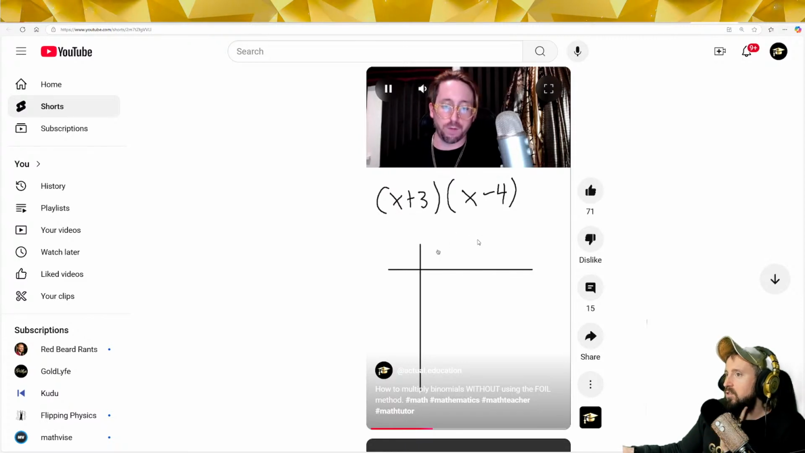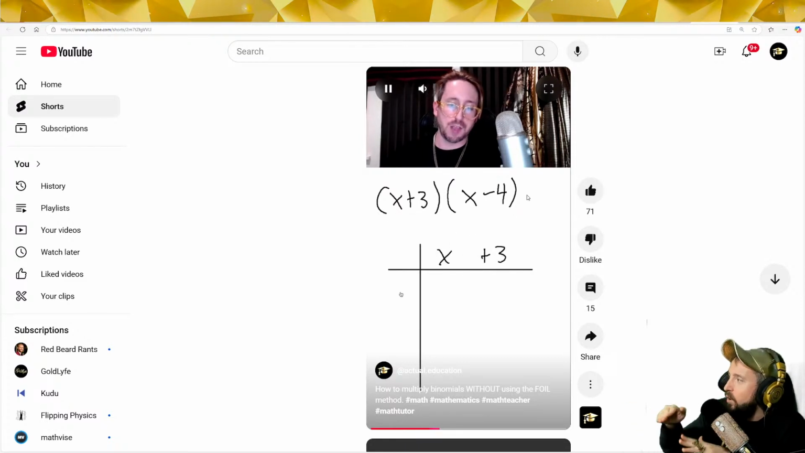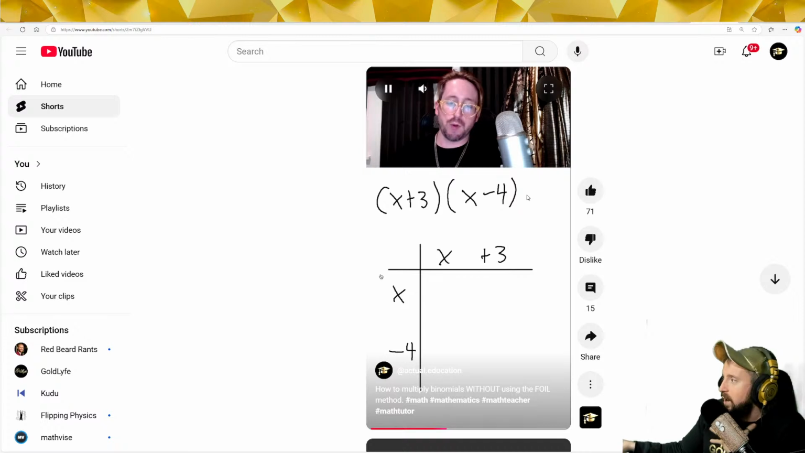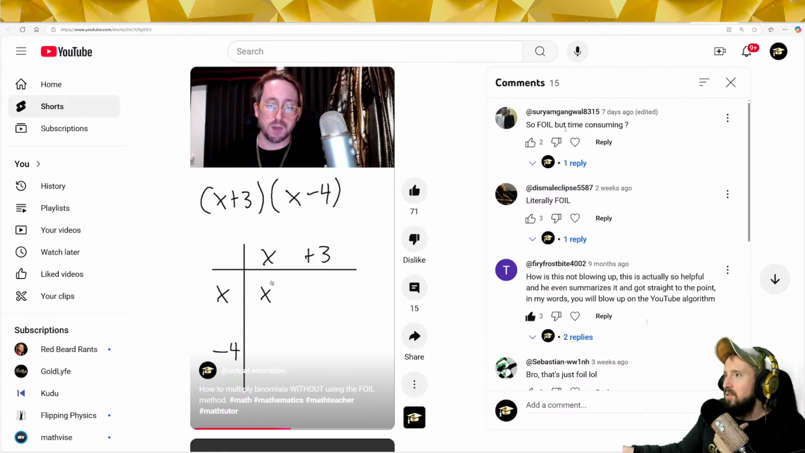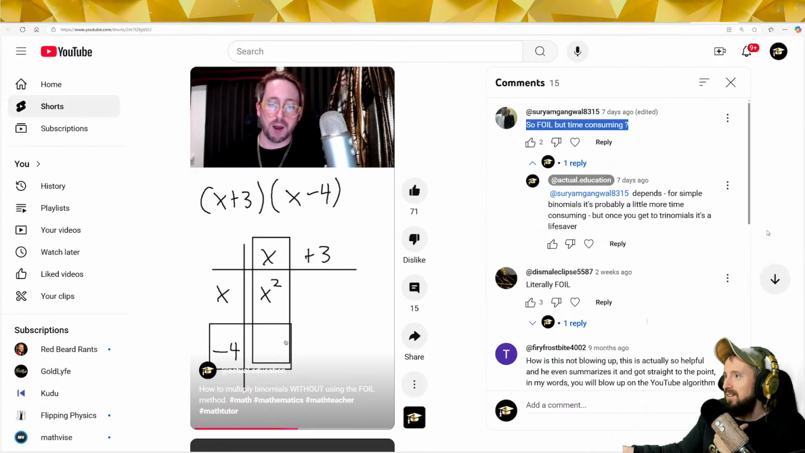And we're gonna put the terms from. And so I show how I like doing foil like this. I like doing a Punnett square. Look at the intersection between and then I do this. I multiply this by this, this by this. So here, this is x times x. And everyone's like, so foil, but time consuming.